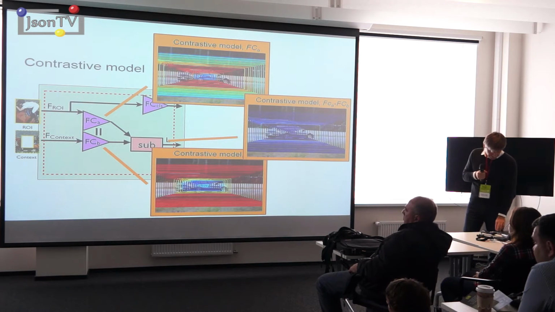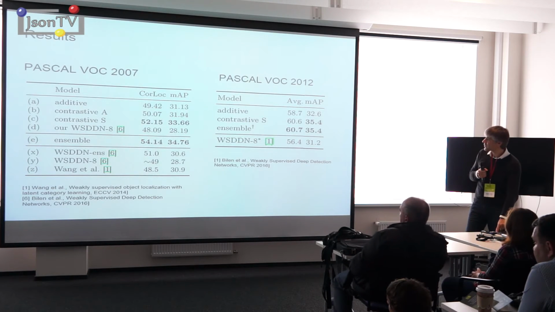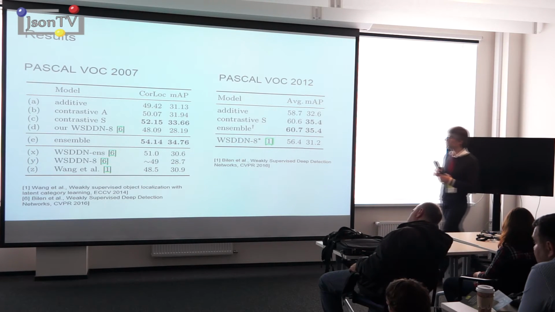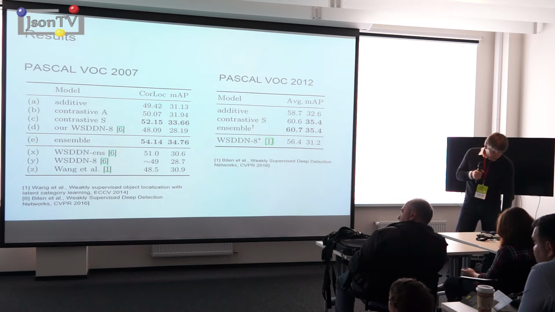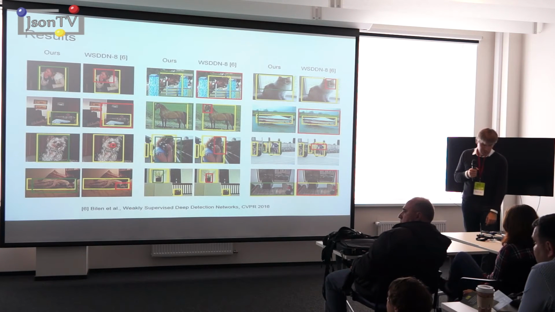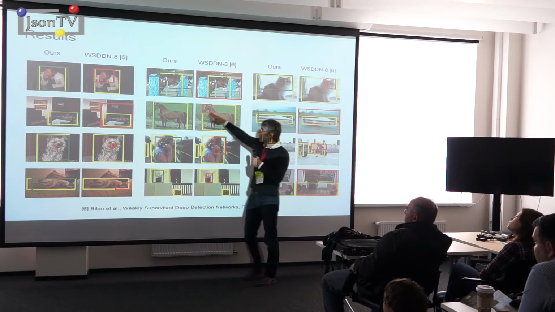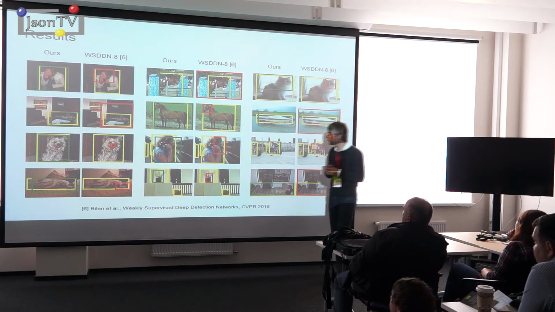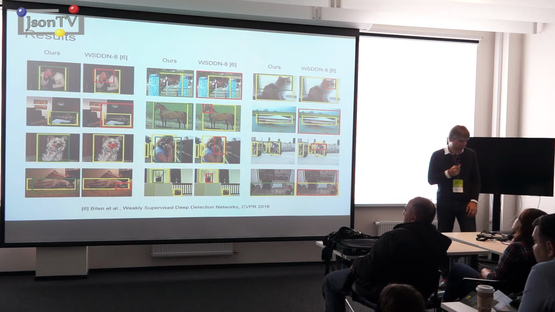At the end it will localize things much better. I don't have time, unfortunately, to go into details, so I'll just show results. Results on two data sets are good. This is our method, and the other methods around, which we all outperform. Qualitatively it looks like this. Where the head of the horse was localized before by other methods, we are doing much better. In many of these cases we are doing better, which you can also see in the numbers.